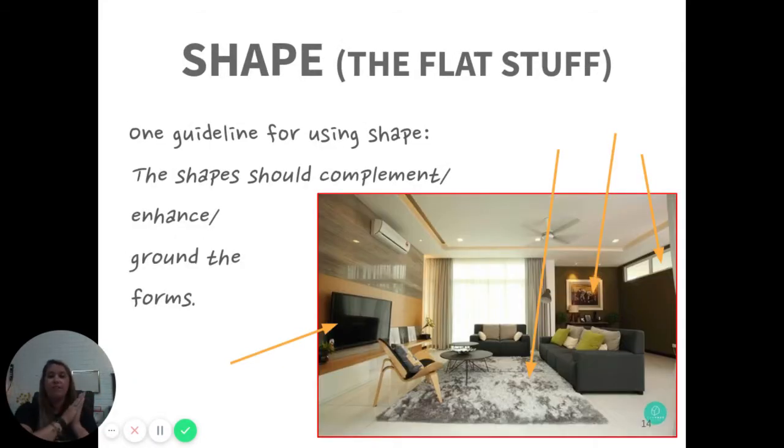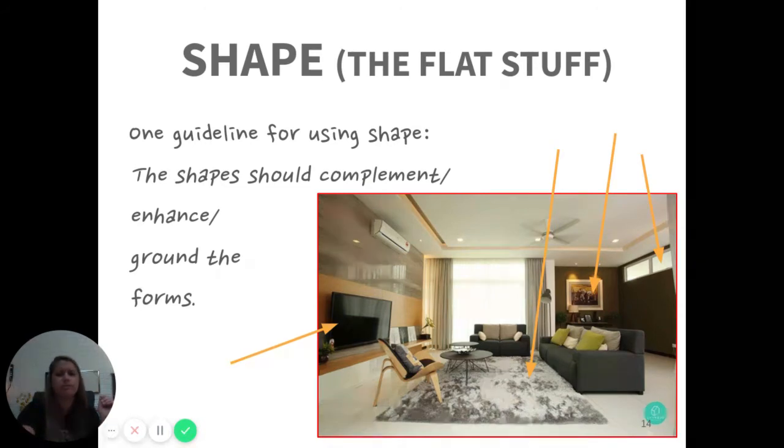Shapes need to have a purpose. They should complement, enhance, or ground the forms that we have. They can't just be thrown out in the middle of the floor willy-nilly. You don't stick a rug over there in the corner. No, you stick it under your furniture. You give it a purpose.